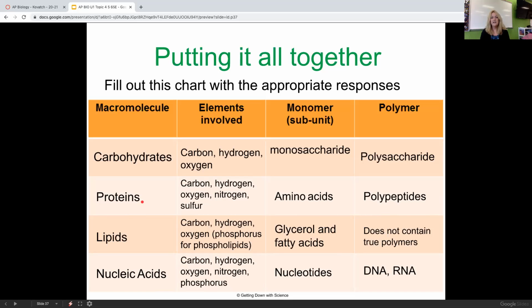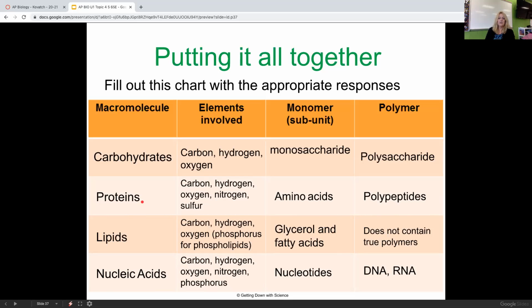Proteins have carbon, hydrogen, oxygen like carbohydrates, but add to it nitrogen and sulfur. The subunit or the monomer form of a protein is called an amino acid. Many of them linked together make a polypeptide. Lipids are made of carbon, hydrogen, oxygen, just like a carbohydrate. It also has phosphorus for the phospholipids. The monomer form, if you have to name it, is a glycerol and a fatty acid. We really don't say that they have polymer forms. Not really a true polymer.